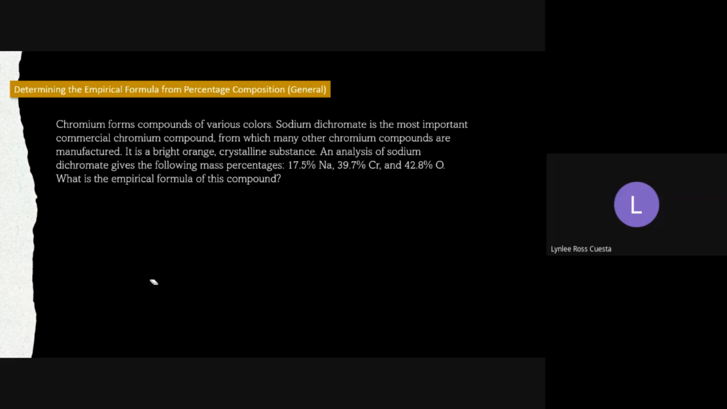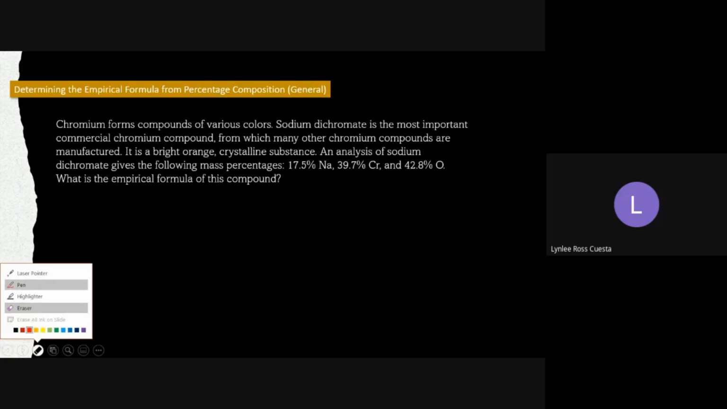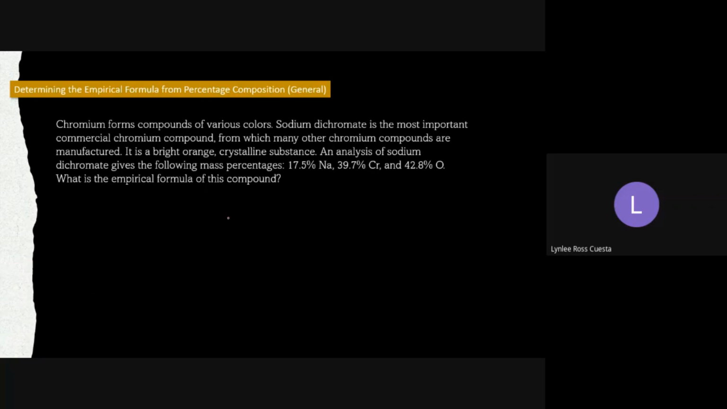Here we need to determine the whole values of x, y, z, just like what we did earlier. So we simply write NaxCryOz. We first determine the values of x, y, z, and then we use the composition.